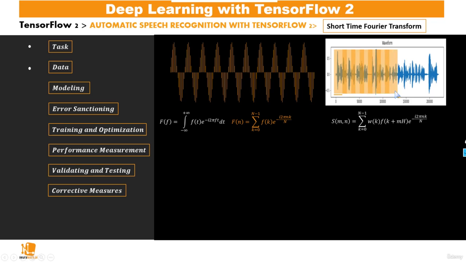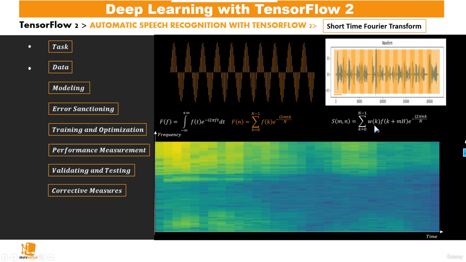Then we have different values for our S, such that our M is varying. So we go from 0 to 1 to 2 and so on. And notice that right here, when M equals 1, we have K plus H. So we hop from K to K plus H and so on. So that's it. Once we have this, we can come up with this spectrogram right here.